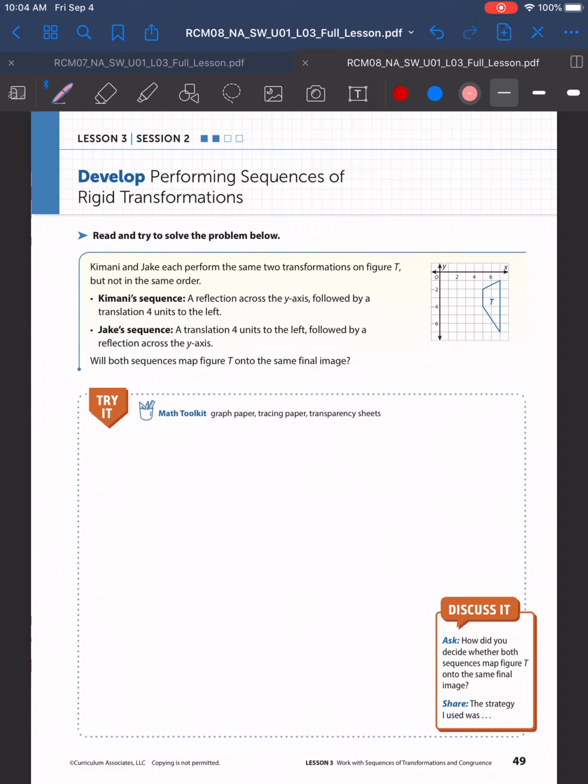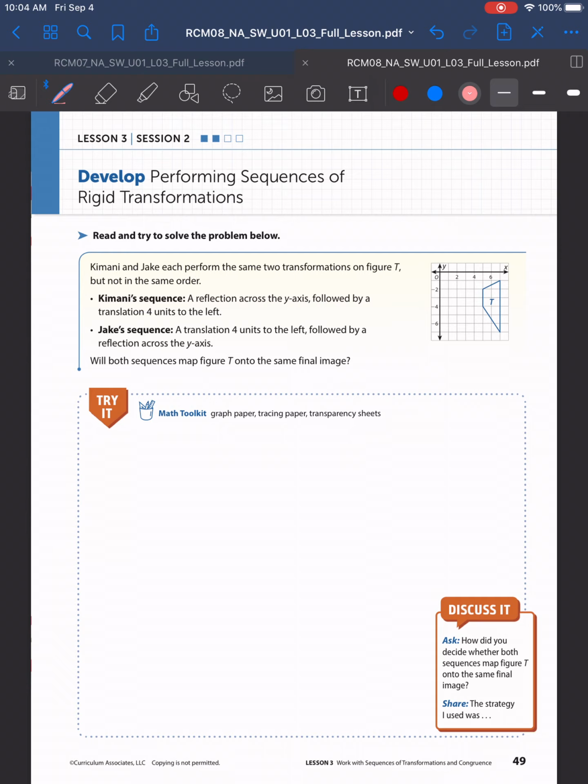Hi, 8th grade. We are on Lesson 3, Session 2, developing and performing sequence of rigid transformations. So remember, this is just saying that a shape can go up 2 and then maybe over left 3, okay? Or it can reflect and then translate. That'd be pretty cool too.